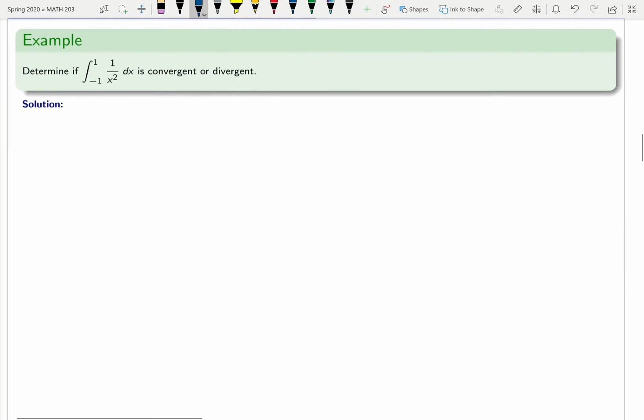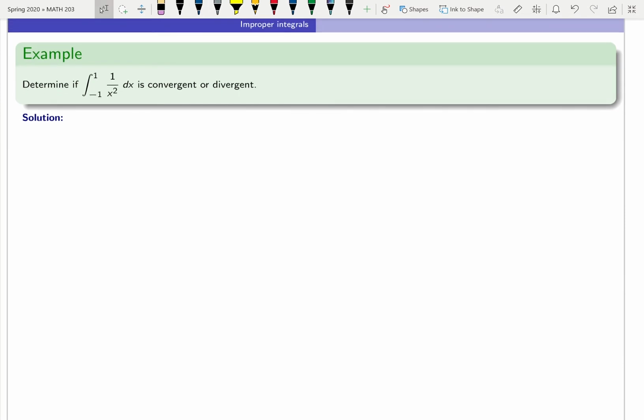So let's consider the following example. This is an improper integral of type 2. You can see that the discontinuity is at 0. So the integral from -1 to 1, 1 over x squared dx. This is the integral from -1 to 0, 1 over x squared dx, plus the integral from 0 to 1 of 1 over x squared dx.